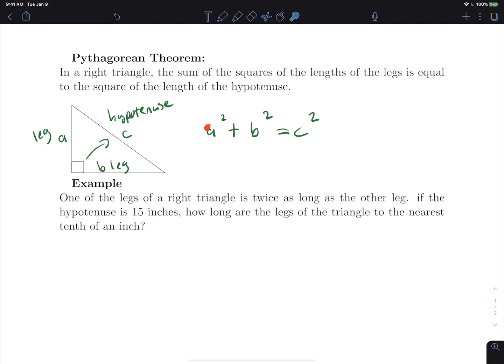And this gives us the Pythagorean identity, the Pythagorean theorem. A squared plus B squared equals C squared. This is something you probably already know, or at least you've seen this before, more than likely. So let's go ahead and use this particular identity.